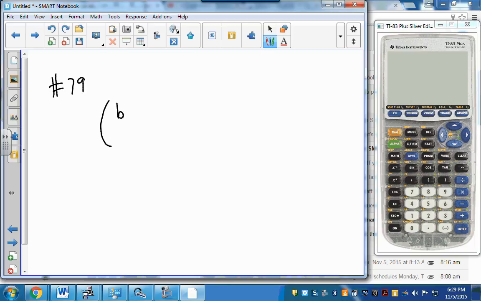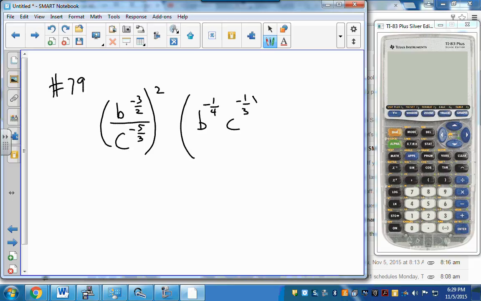We have b to the minus 3/2 divided by c to the minus 5/3. That whole thing is raised to the 2nd power. And then once we figure out what that is, we have to multiply that. We have b to the minus 1/4 power, c to the minus 1/3 power, and that whole thing is raised to the minus 1. Okay, so let's do these things first.